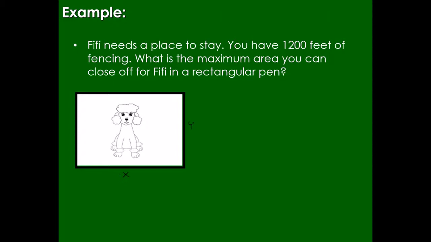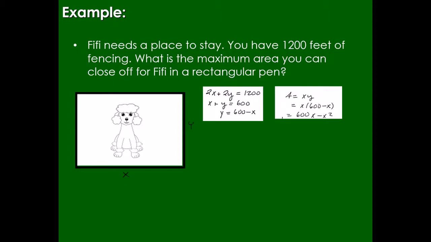So now I know that if I've got 1,200 feet of fencing, 2X plus 2Y equals 1,200, and then I will solve for one of my variables. Simplifying, then I get X plus Y equals 600, and Y is therefore 600 minus X. I want to maximize area, and the area of this pen is X times Y, so that's my next equation. Area is X times Y. I get rid of the Y and replace it with what I solved for over here, my constraint. Y is 600 minus X.